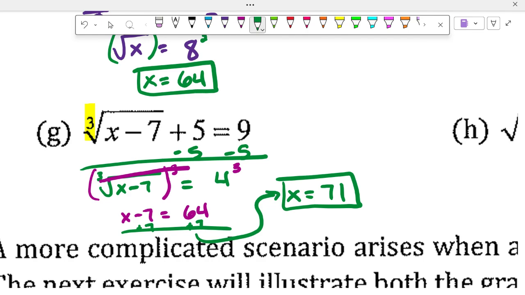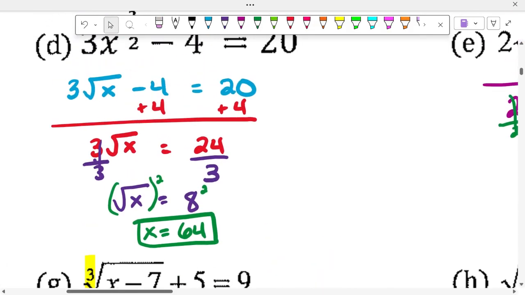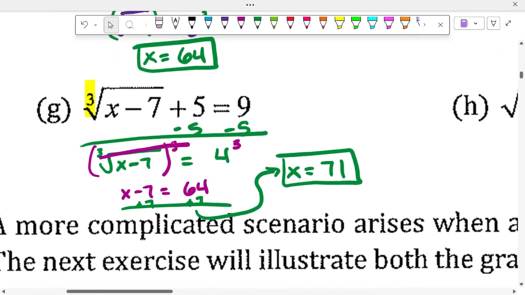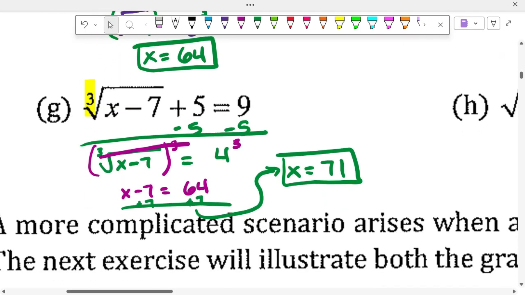So like I said, whatever that index is, so the little number outside the radical, that's the power you're going to raise that radical to undo it. So remember, with the square root, even though there's nothing outside of it, there's an unspoken 2 there as its index. But every other type of radical will have that little number.